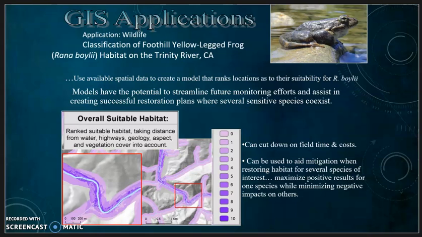We can see what kind of restoration decisions can be made to maximize positive results for one species while minimizing negative impacts on others. So we're also able to use available spatial data to create a model that ranks location as to suitable habitat for certain species. And like I was getting into a little bit before, models have the potential to streamline future monitoring efforts and assist in creating successful restoration plans with several sensitive species that coexist.